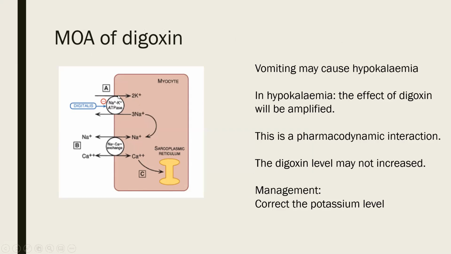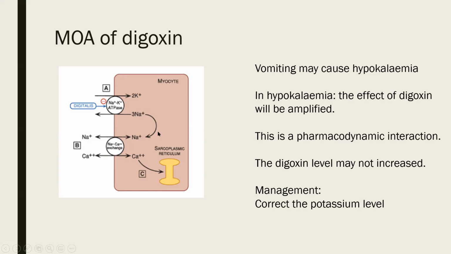If no potassium comes in, less sodium will go out. And that will prevent sodium from coming in, because there's another pump exchange between sodium and calcium. In the normal one, the sodium will go in and calcium will go out. But now this sodium cannot go out, because the potassium cannot come in.